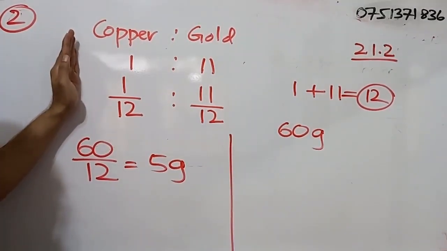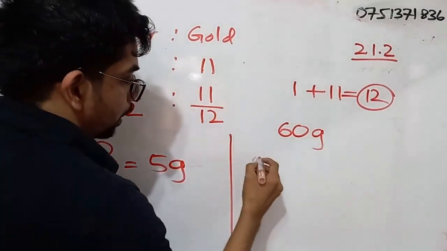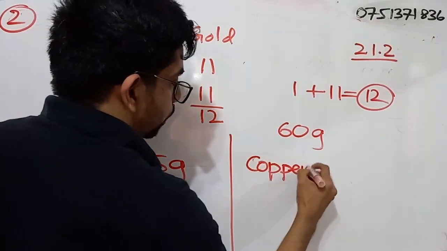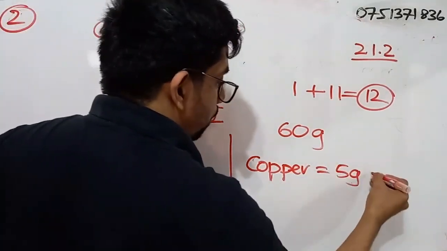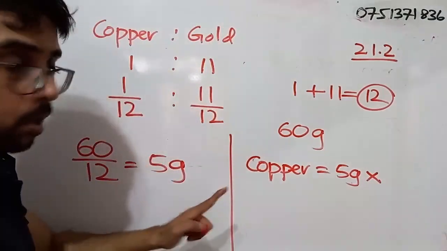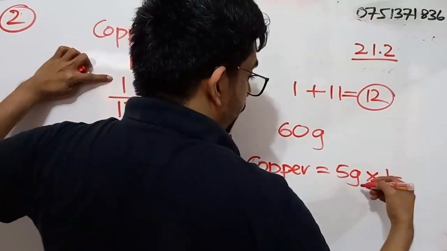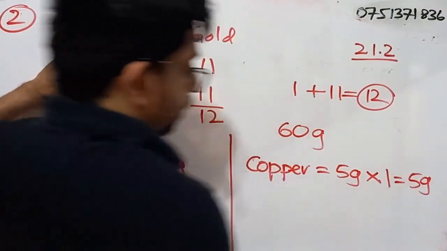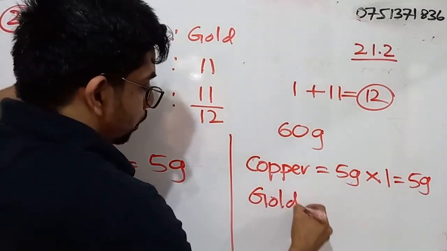Right. So what is the amount of copper here? How do we find it? Value of one part. So this is copper. So the value of one part, which is 5 grams, we have to multiply that by what? Number of parts. So regarding copper, that will be 1. So 5 grams into 1, that is 5 grams.